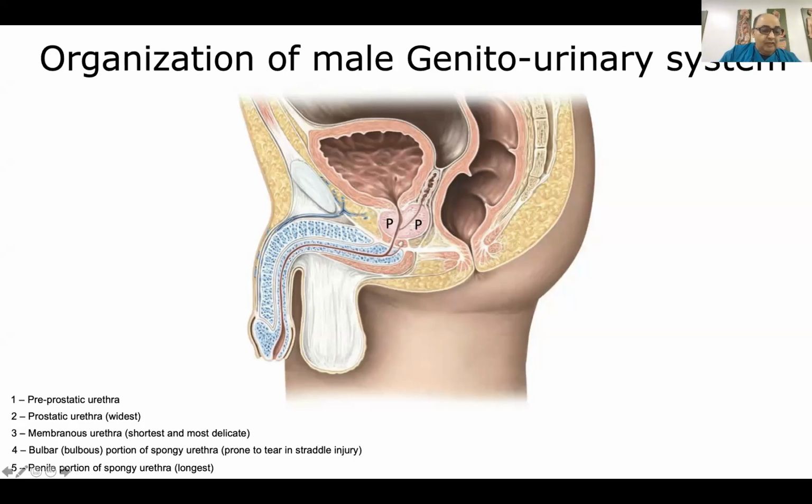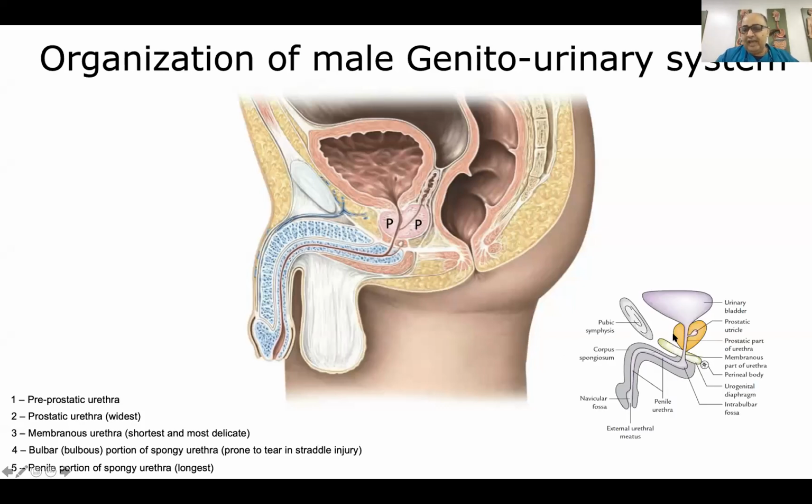Okay. And then I told you the last part of my spongy urethra, we call it the penile portion of the spongy urethra, and this is the longest portion. Longest portion, shortest portion, widest portion, and delicate portion. And this part is connected with what? With a tear in a straddle injury. I have explained what a straddle injury is and why it happens. If somebody performing these things is cautious, then it will not happen.